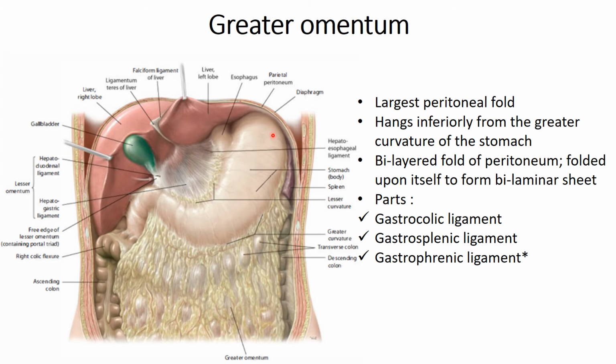and a fold of peritoneum which connects the fundus of the stomach to the left hemidiaphragm. This portion is known as the gastrophrenic ligament. Now this gastrocolic ligament contains the vascularity of the omentum, which is the right and left gastroepiploic vessels.